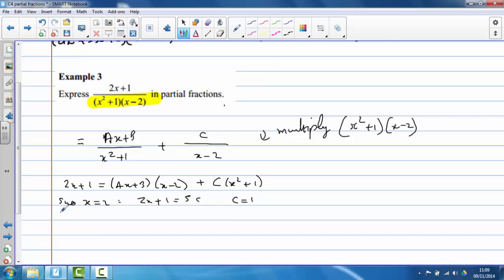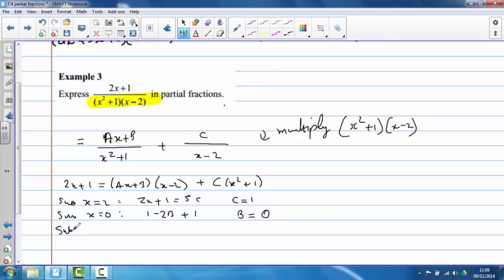And then similarly, by substituting in x equals 0, we're left with this part equal to 0, and we're left with 1 minus 2b plus 1, and therefore b equals 0.